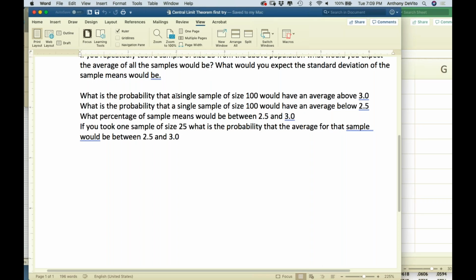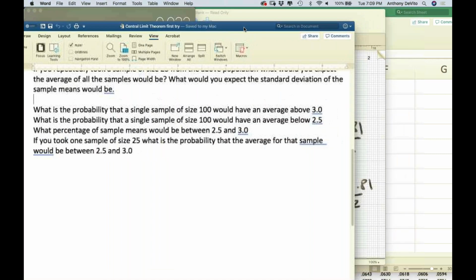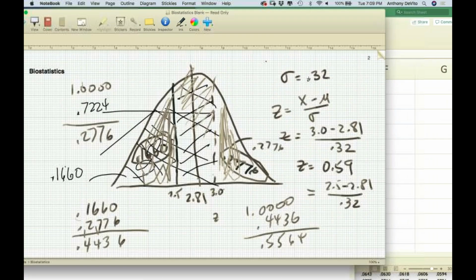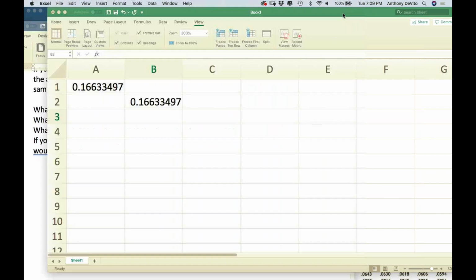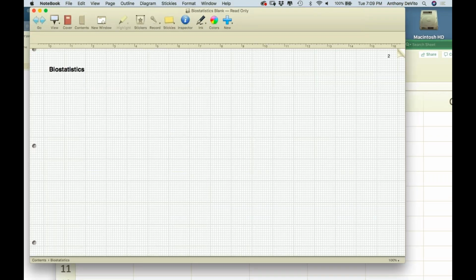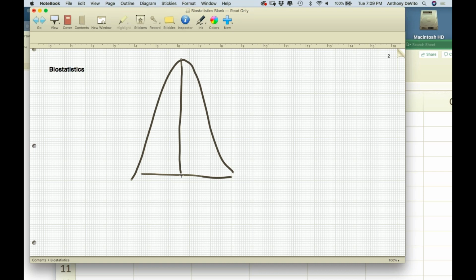What's the probability that a single sample, you took one sample of size 100, what's the probability that you would find that that sample mean would be above 3.0? What's the likelihood that that would happen? Well, I have to go back now and calculate that, right? Let's go back here, except this time I'm going to redraw this to show our sample means. Our sample means are going to be narrower, so I'll draw it a little narrower.